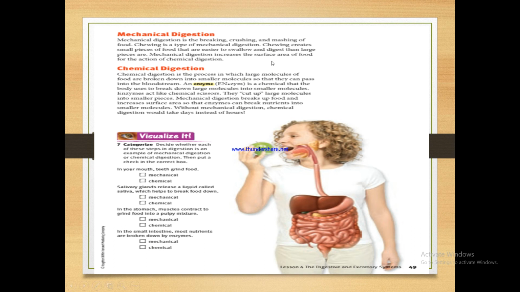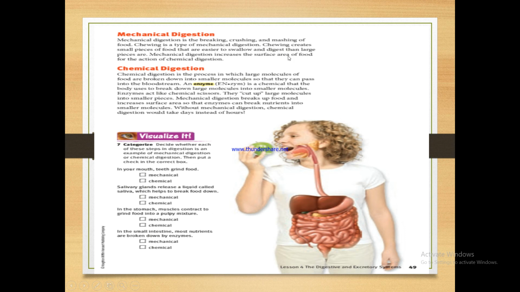Chewing is a type of mechanical digestion. Chewing creates small pieces of food because it cuts it into small pieces that are easier to swallow. The big piece of an apple is not easy to swallow. You first have to chew it. What is this? It's undergoing mechanical digestion. It increases the surface area of food.